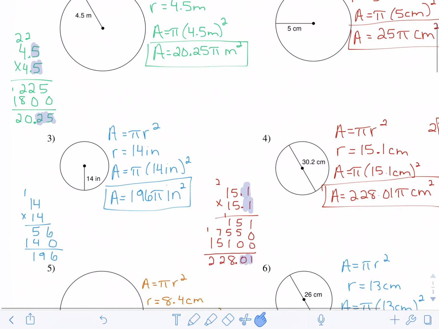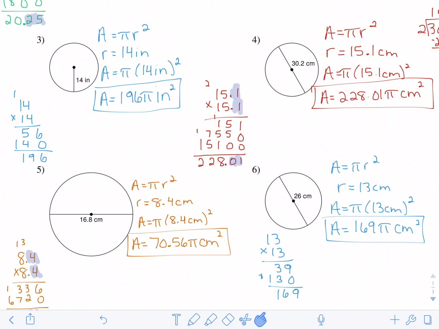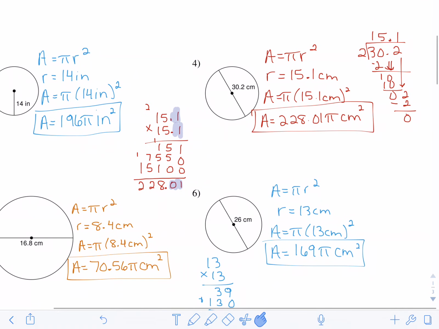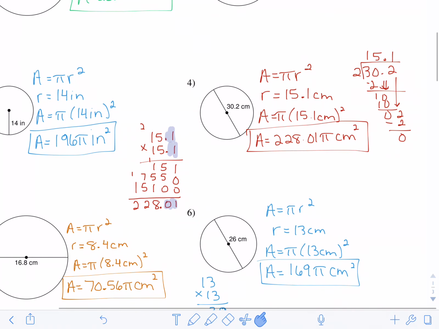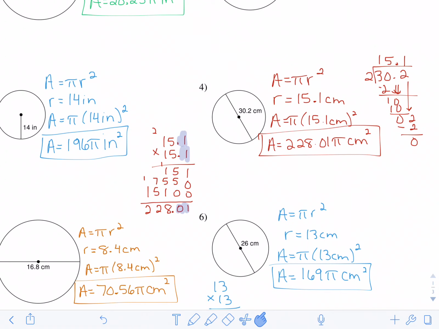Okay, the hardest ones are going to be whenever you have to multiply out with decimals, but it's the exact same rules. As long as you count how many numbers you have behind the decimal, that's how many numbers in your final answer you want behind your decimal. Okay, so now just work on the assignment.